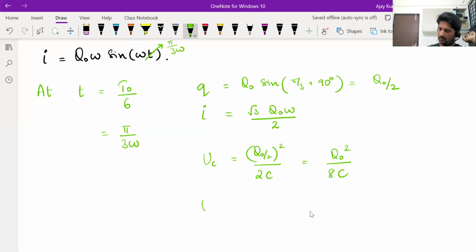Okay. Energy stored in the inductor, half L I square, half L, square the current. Root 3 by 2, if you square it, it becomes 3 by 4. And Q naught omega, if you square, it becomes Q naught square, omega square. Omega square is 1 by LC, I'm writing it directly. L gets cancelled. You will be left with 3 Q naught square by 8C.